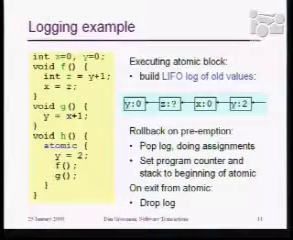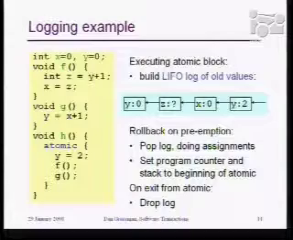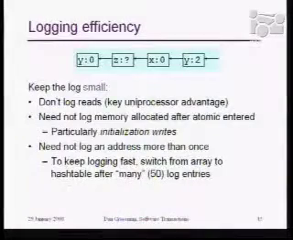If you get preempted before you hit the right curly brace, you just go through your log in reverse order, doing the assignments back to the memory how it was. Set your program counter back to the beginning so you can rerun the transaction when you start your next time slice. And that's it. If, on the other hand, you get to the end of the transaction before your time slice is up, you're done. Drop the log on the floor. No harm.